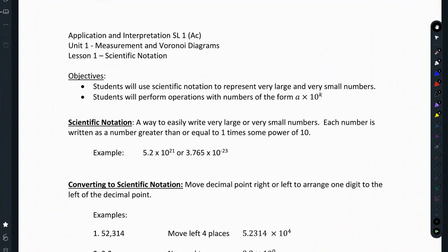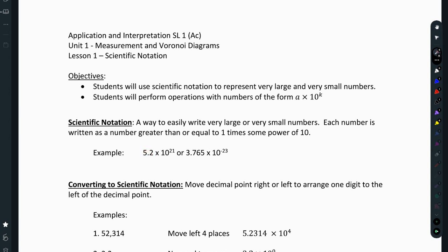Everyone, this is Mrs. Francis, and today we're going to be looking at scientific notation. Scientific notation is an easy way to write very large numbers or very small numbers. Each number is going to be written as a number greater than or equal to 1 times some power of 10. So I have some examples here.